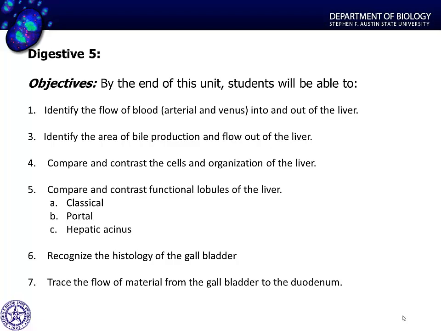We're going to compare and contrast the cells and the organization of the liver, which is critical to its function. And then we're going to look at the functional lobules of the liver. Some of these you can visualize histologically. Others are simply going to be functional divisions of your histology that we'll see. The classical, the portal, and the hepatic acinus, for instance. We're also going to look at the histology of the gallbladder, where the bile is stored, and then we'll look at some of the extrahepatic ducts that are going to transfer this material from the liver to the gallbladder to the duodenum.